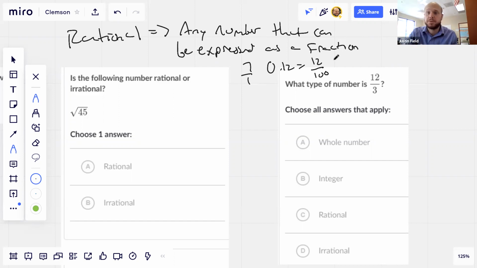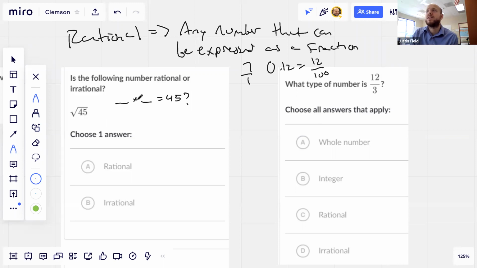For example, square roots that do not have perfect squares. So what number times itself equals 45? Well, we know that 5 times 9 is 45, right?